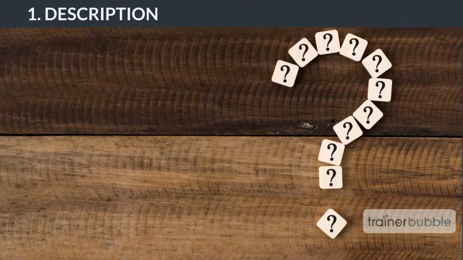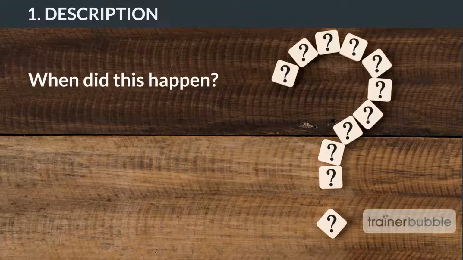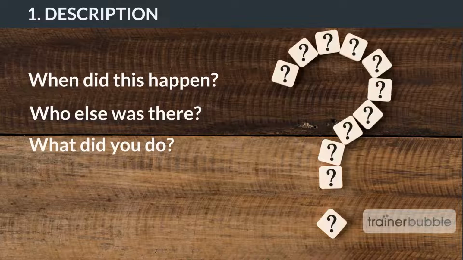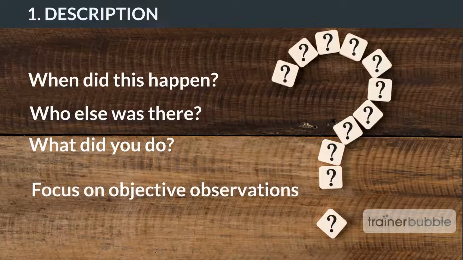The first step in the cycle is the description of what happened in as much detail as possible. So you'll be asking yourself questions like, when did this happen? Who else was there? What did you do? And so on. You want to establish as clear a picture as possible of what happened. Don't get distracted at this stage by trying to analyze what happened or draw conclusions. Focus on objective observations.